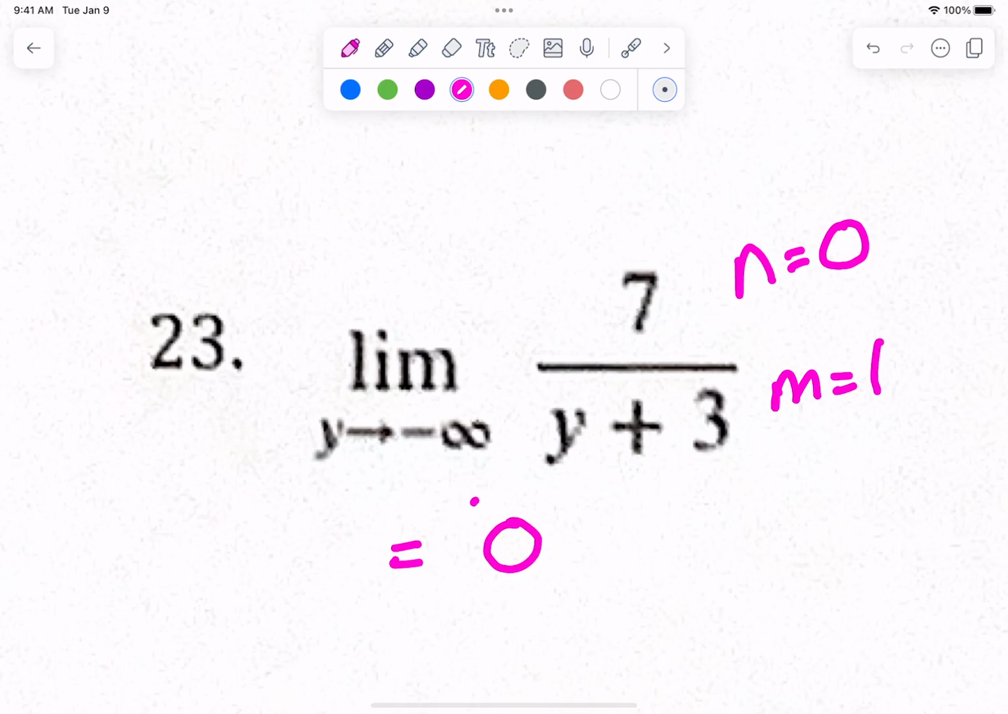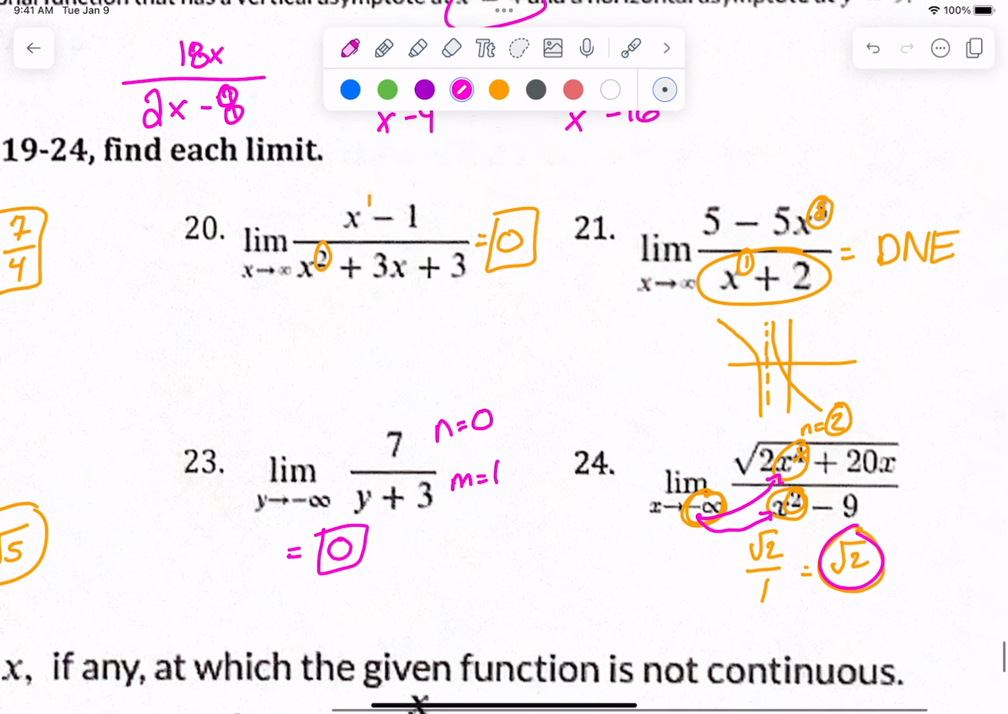0 over 1 is just 0. If n is less than m, then it's 0. The limit is 0, right? It doesn't matter if he's going to positive infinity or negative infinity. The only time it really matters, positive infinity versus negative infinity, is on the square root ones. Otherwise, it's going to be 0 or the leading coefficient or does not exist.